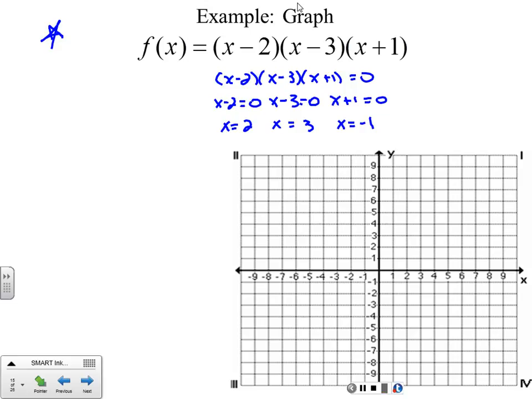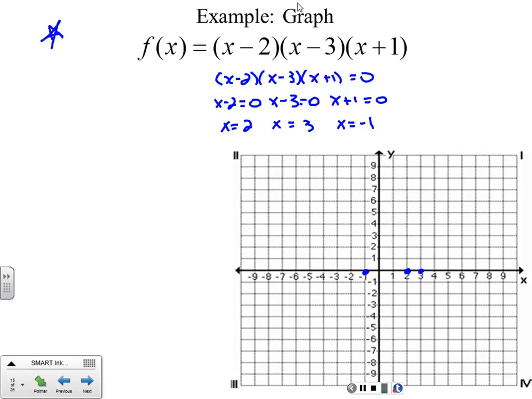You'll see one like this on your test. It's probably going to be one of the easiest problems on the test. Make sure you don't turn it into a hard problem. Okay? So, we found the zeros. We found the x-intercepts. So let's plot these on our x-axis. So we're going to have an ordered pair at 2, we're going to have an ordered pair at 3, and we're going to have an ordered pair at negative 1.